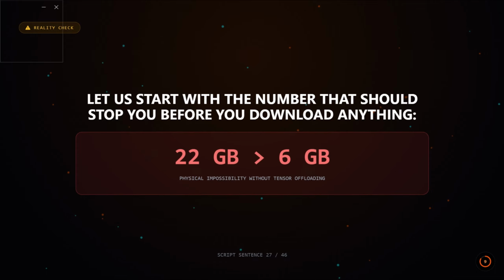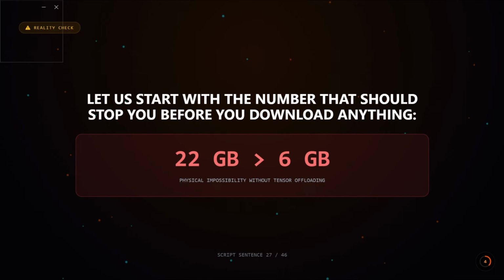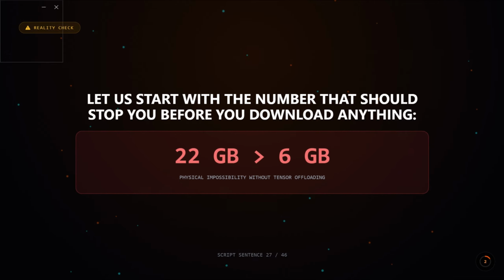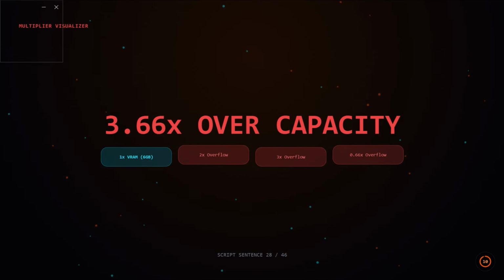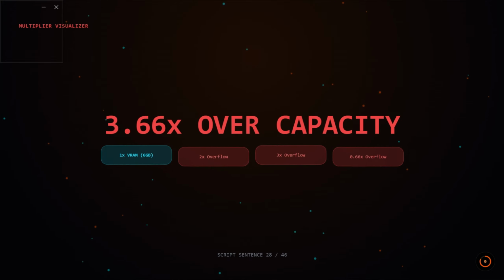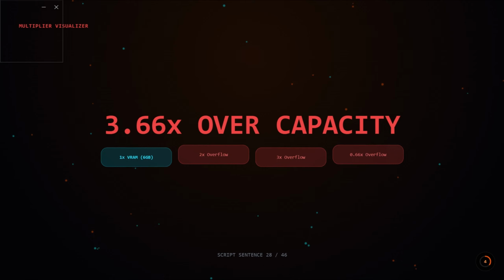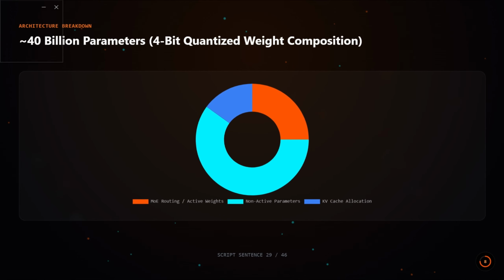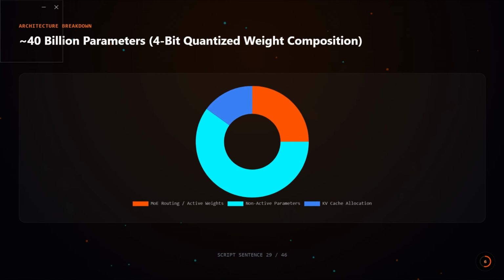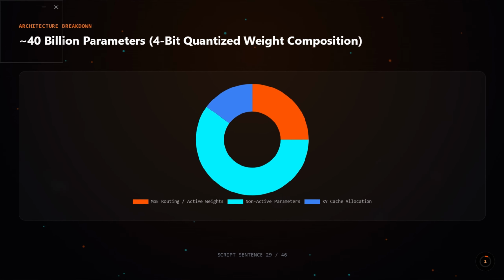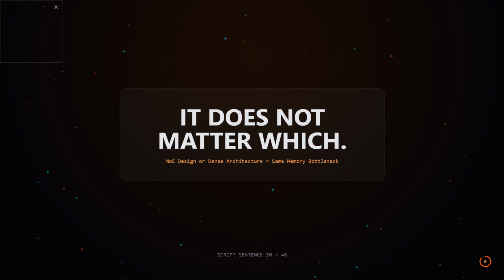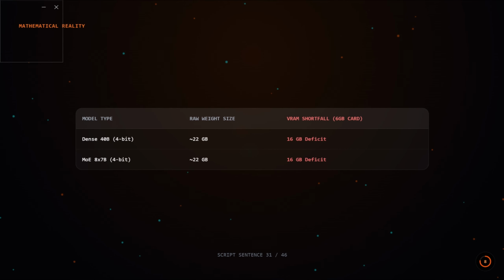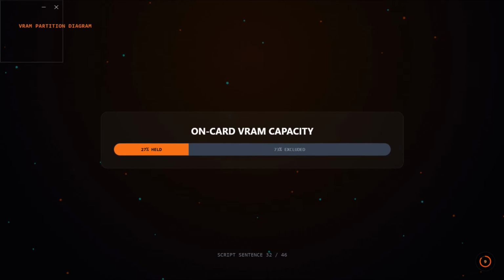Let us start with the number that should stop you before you download anything. 22 gigabytes does not fit in 6. That is not close. That is not tight. That is nearly 4 times over. A model that size, stored even at a modest 4-bit quantization, is built out of roughly 40 billion parameters worth of weight. Sometimes fewer if it is a mixture of experts' design, sometimes more if it is dense. It does not matter which. The math in front of you is the same either way. Your card can hold a fraction of the file.